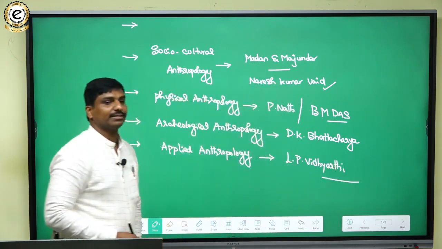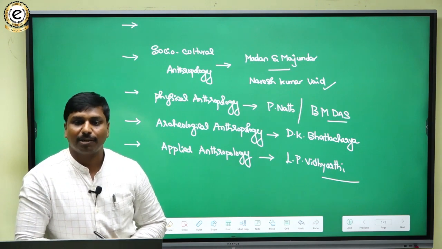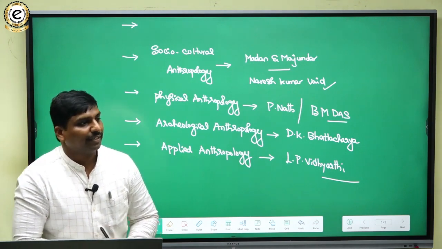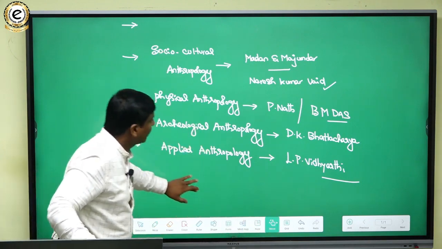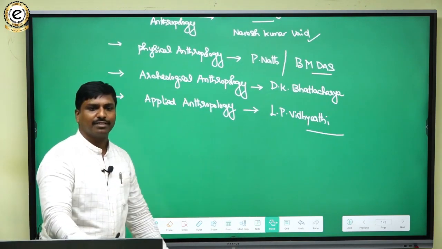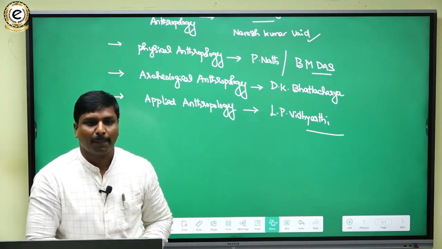L.P. Vidyarthi. So this would be one best book. Applied Anthropology by L.P. Vidyarthi. So these are very important sources for your paper one. Okay, so these resources would be sufficient from paper one point of view.